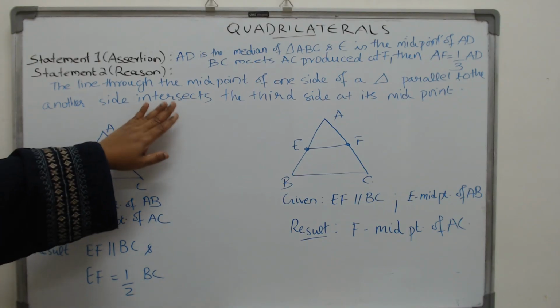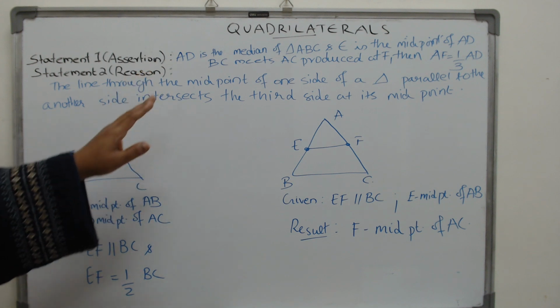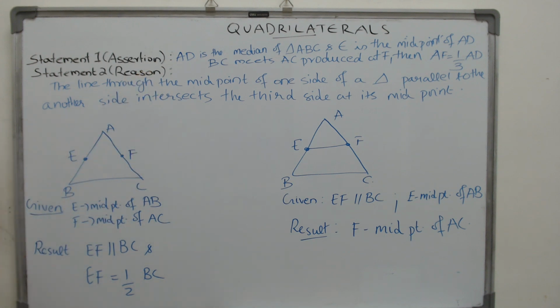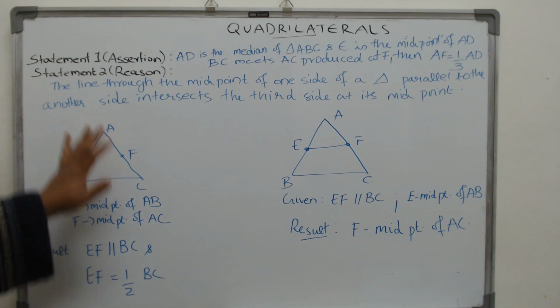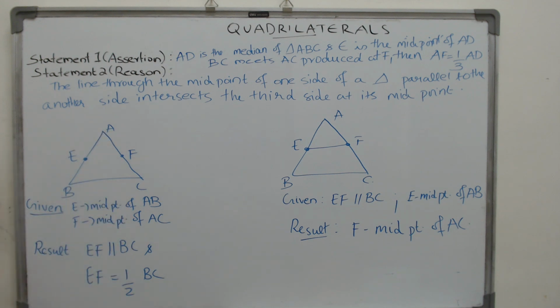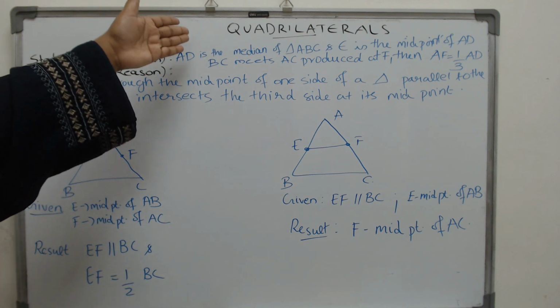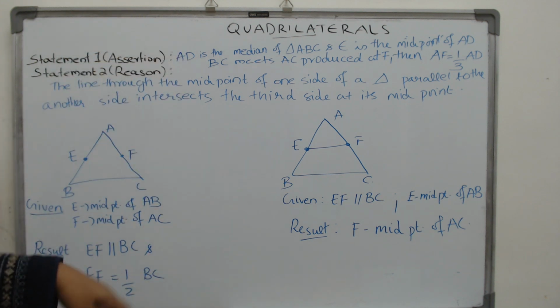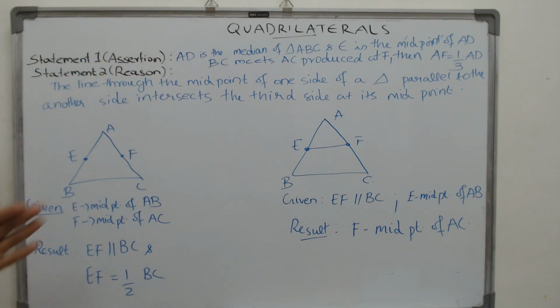Now we move on to the next set of questions, which is about the midpoint theorem. It is actually related to a triangle, but we use it a lot when we come to quadrilaterals, because the diagonal of any quadrilateral will cut the quadrilateral into triangles. So we need this theorem. This is a very important theorem.